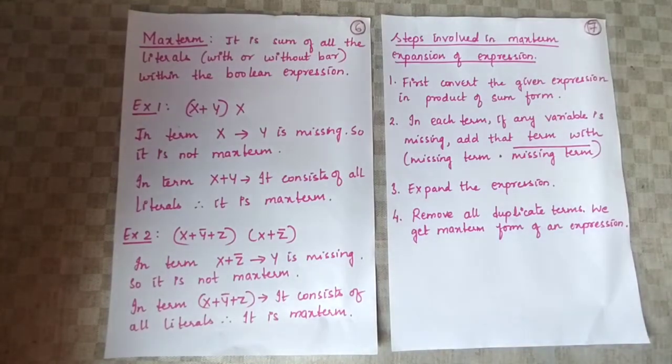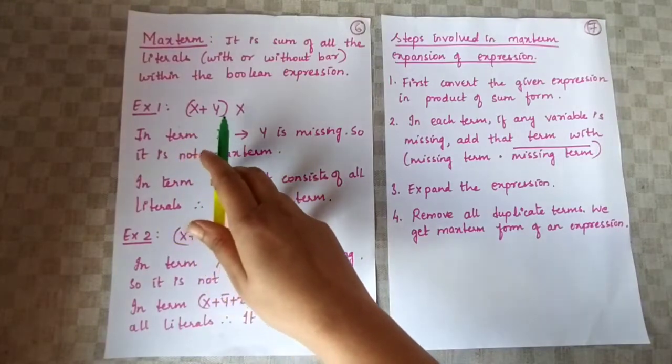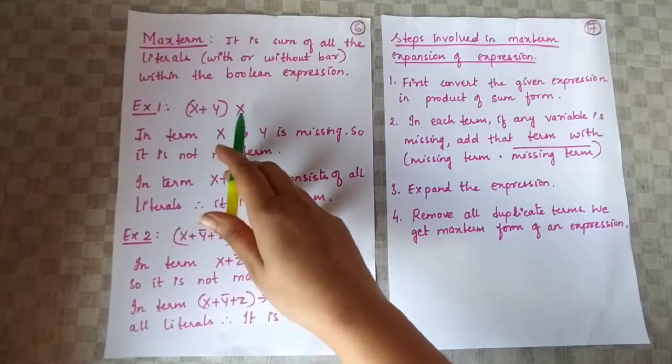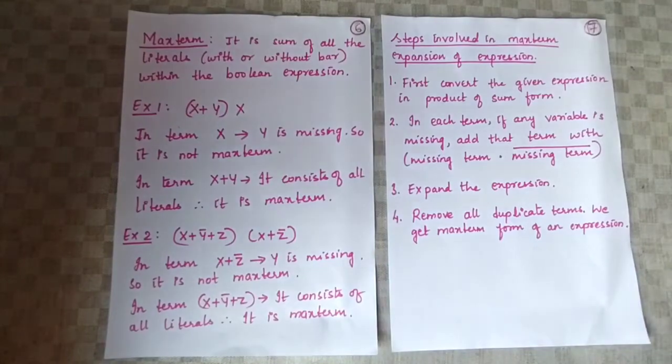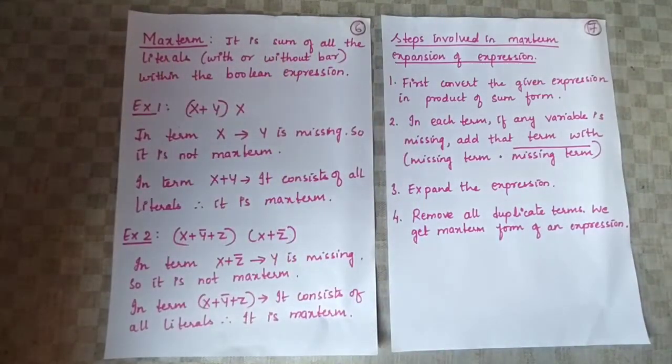Max term is defined as the sum of all the literals, with or without bar, within the given Boolean expression. So what does it mean? Let us take an example. It says (x + y) into x. And what does max term mean? It means sum of all the literals. Now under this expression, as you can see, there are two literals, x and y. This is one term, this is another term.